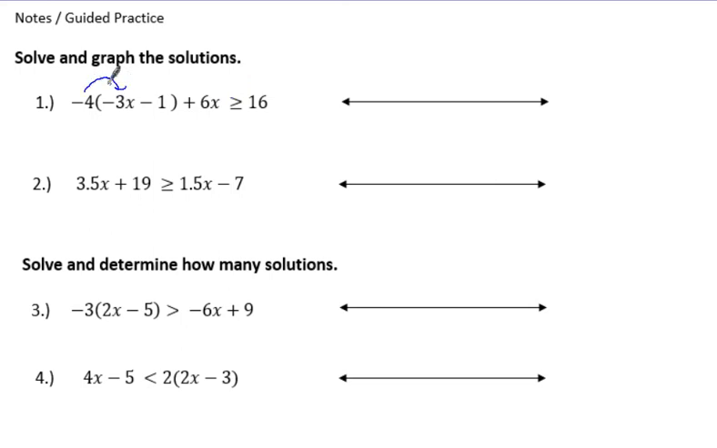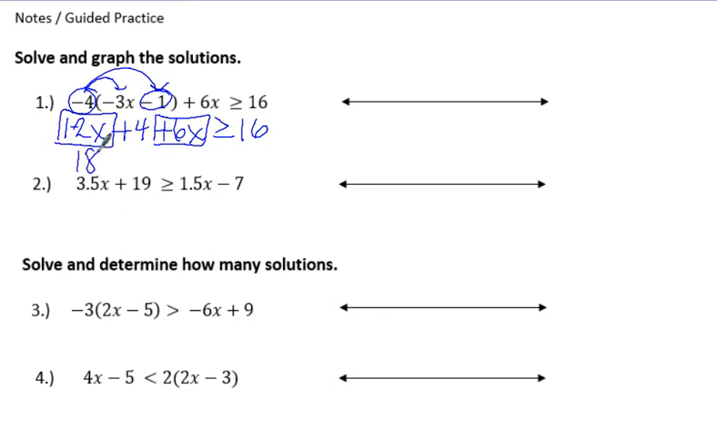So I'm going to distribute first, get 12x plus 4 plus 6x. Don't forget those double negatives. All right, negative 4 times negative 3 is positive, and negative 4 times negative 1 is also positive. So if I combine like terms, we get 18x plus 4 is greater than or equal to 16.